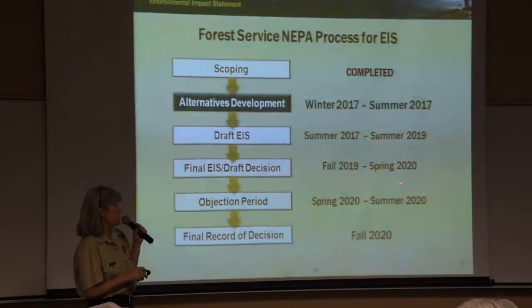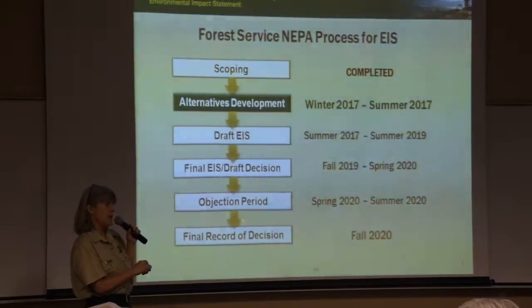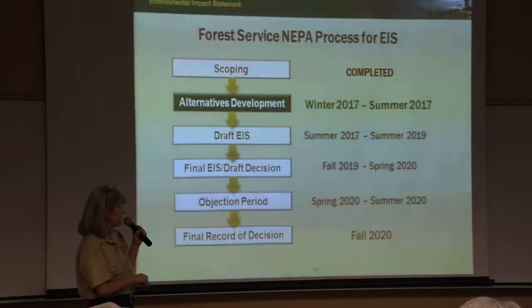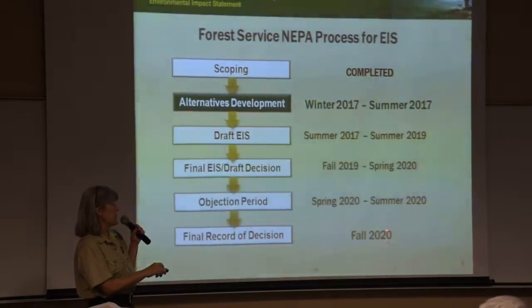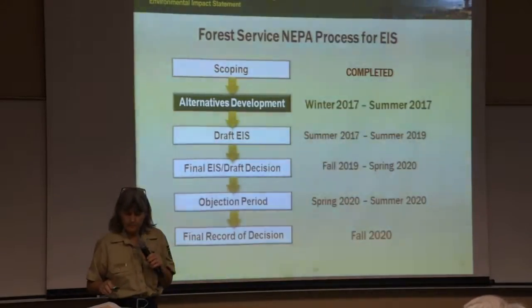Then, because we're a Forest Service agency, we also have an objection period when that draft decision comes out, and that's another opportunity for the public to be involved in terms of expressing what you think about the decision. We resolve that and then get to a final record of decision. So down the road, we're looking at fall of 2020 for getting this done.